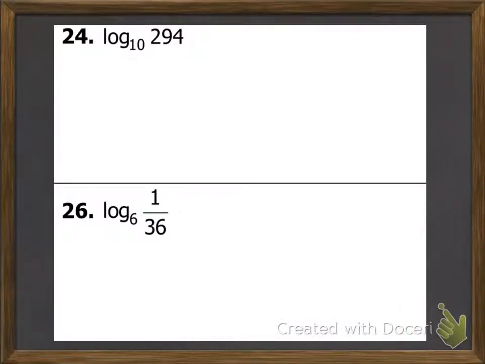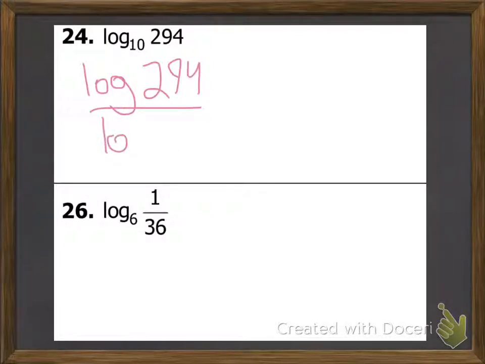Now let's look at number 24. So we have log base 10 of 294. This one can't be rewritten and solved easily, so once again use change of base. So the 294 is going to be my a, so I'm going to have log of 294 over log of 10. Put your numbers in the parentheses so the calculator will not get confused.